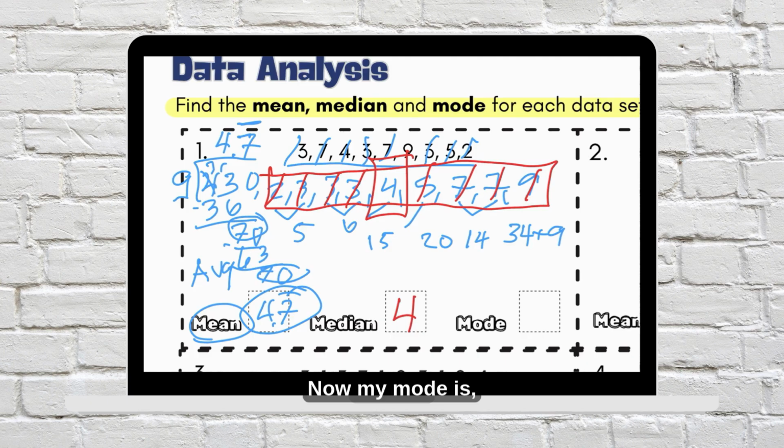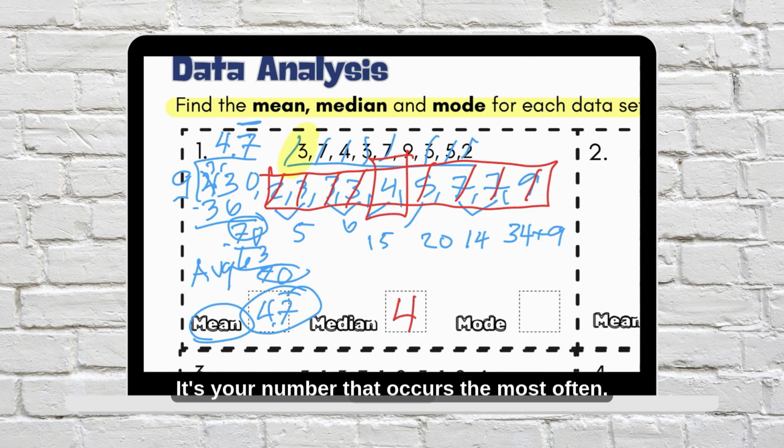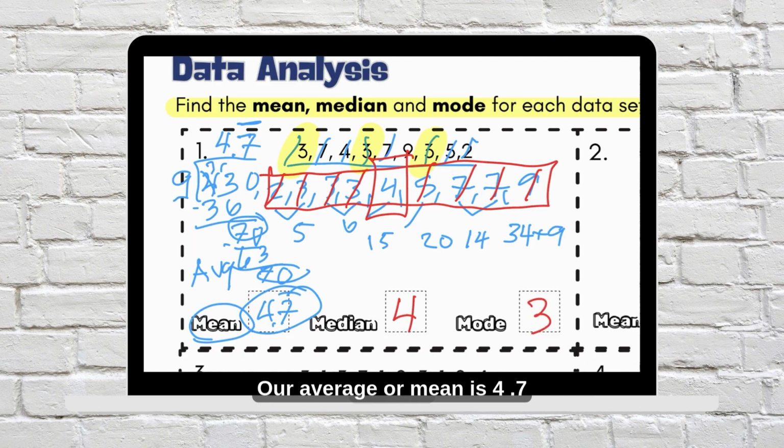Now my mode is, I feel like, the easiest one to solve. It's your number that occurs the most often. And so in this data set, our mode is the number 3. So our average or mean is 4.7 repeating, our median is 4, and then the mode is 3.